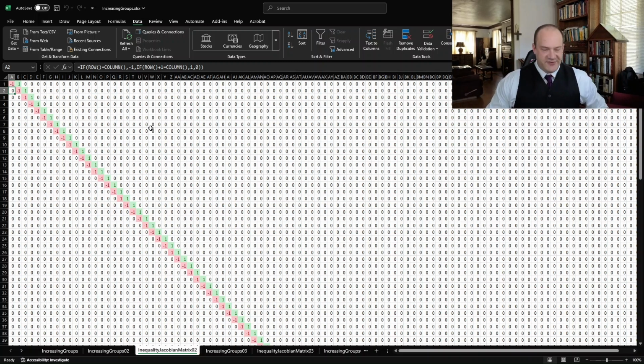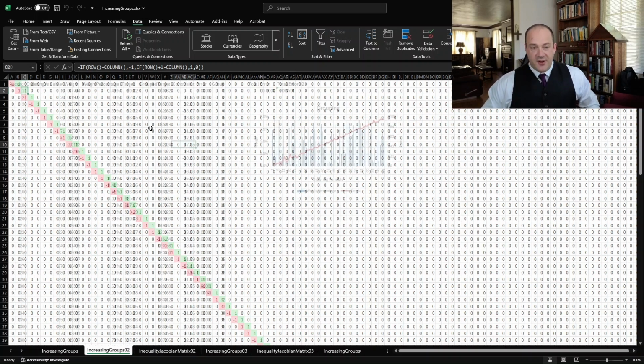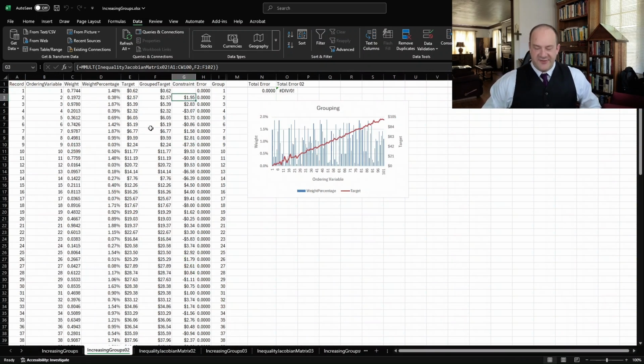Row 2 here, there's a -1 in the second column and a 1 in the third column. When you multiply that by your vector, you get x3 minus x2, and so on.